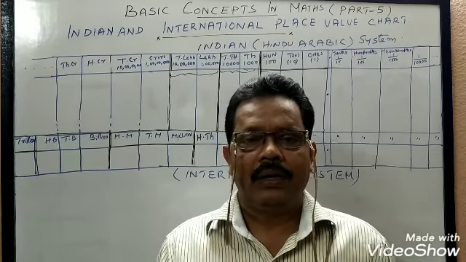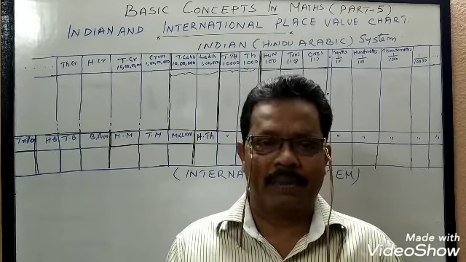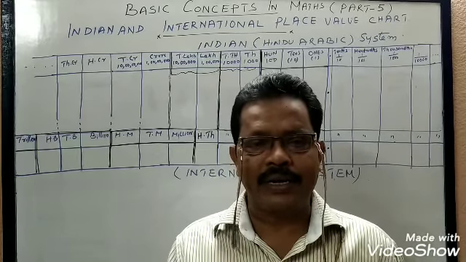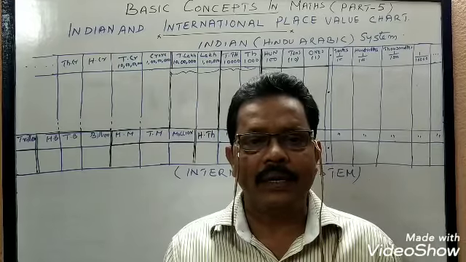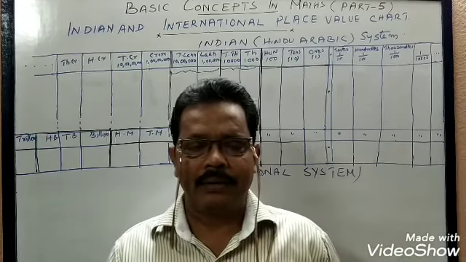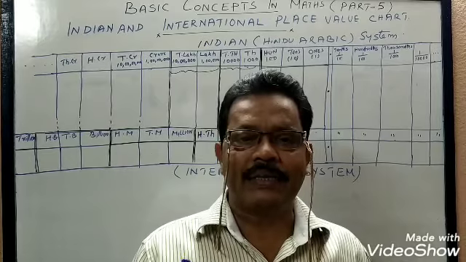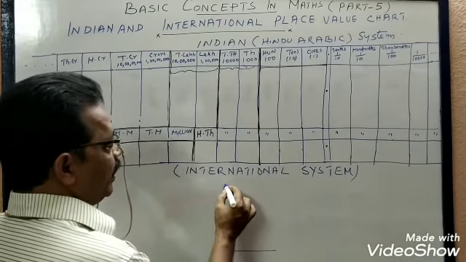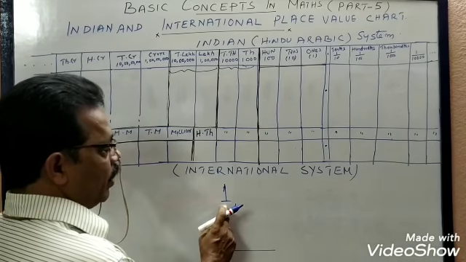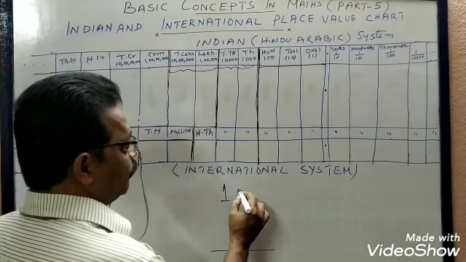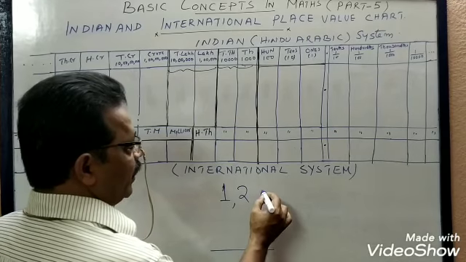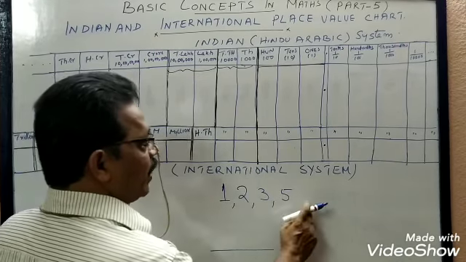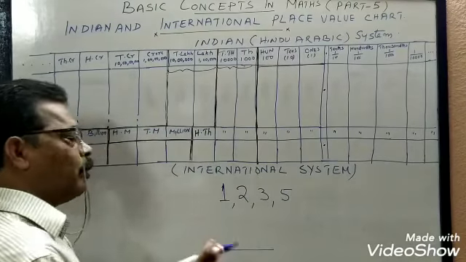Mainly, there are two types of numerals. One is Hindu-Arabic numerals, and the second one is Roman numerals. You know that in Hindu-Arabic numerals or the Indian system of numeration, for 1 we write 1 like this. This is the symbol for 1. And what is the symbol for 2? Like this. What is the symbol for 3? It is like this. For 5, it is like this. This is Hindu-Arabic numerals.